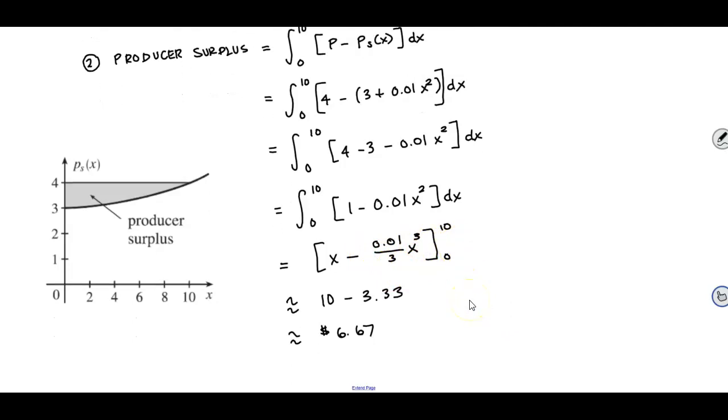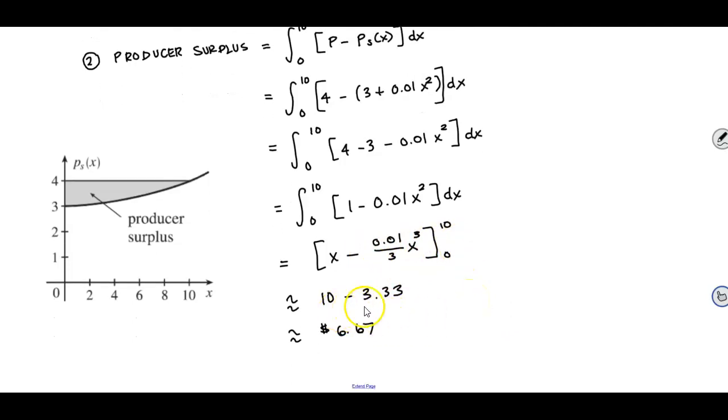and then apply the upper and lower limits. So we end up getting 10 minus 3.33, which is approximately $6.67. Then over here you can see the graph. You have y equal to 4, and then if you graph that function, what's shaded is the producer surplus.